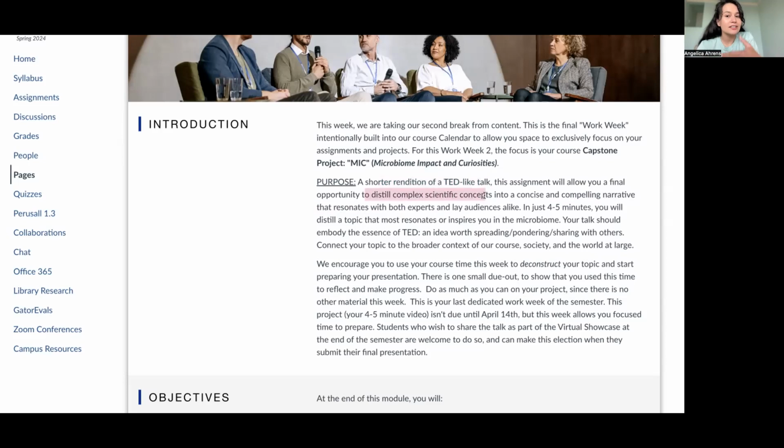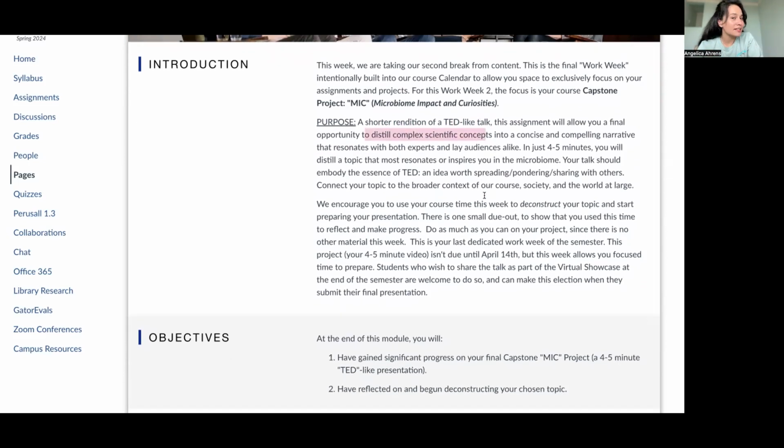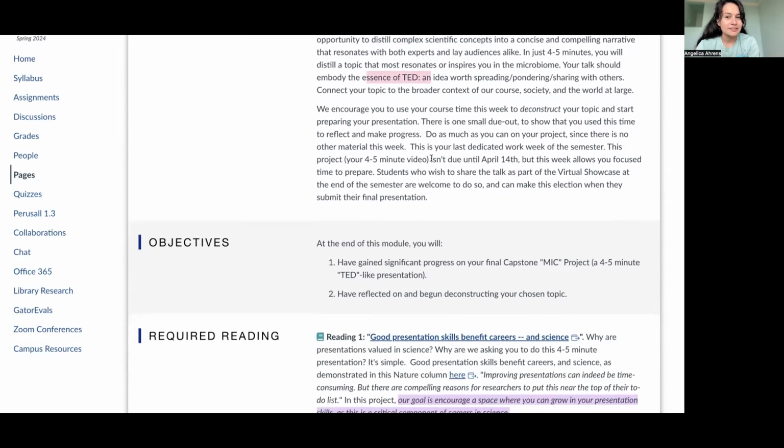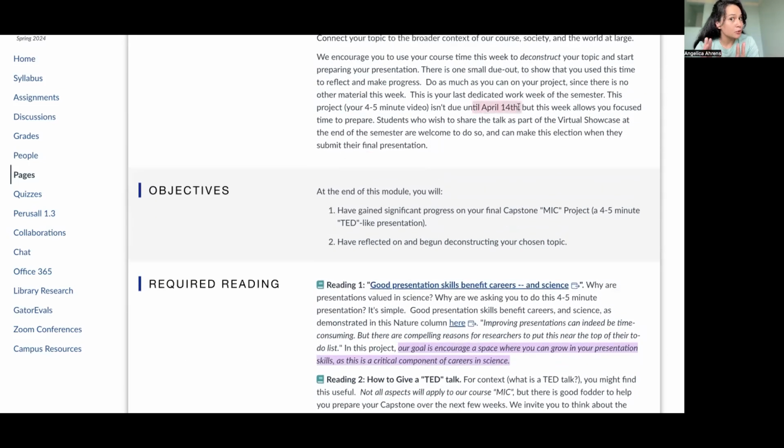So you will be distilling complex concepts into concise and compelling narratives that will resonate not just with scientists and peers in this class, but with a general audience. And this should be a familiar theme to you, as that's technically what we've been trying to do all semester long, is distill complex information into smaller and smaller bits, like in the journal club, for instance. So the talk should embody the essence of TED, meaning that it's an idea worth spreading, pondering, sharing with others, talking about.